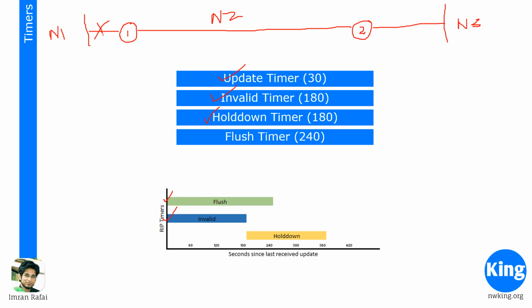So invalid and flush timers start together, and in 240 seconds, when the flush timer reaches 240 seconds, whichever network that flush timer was running for, it deletes that network from the routing table and the updates are sent back. That's what the timers are.